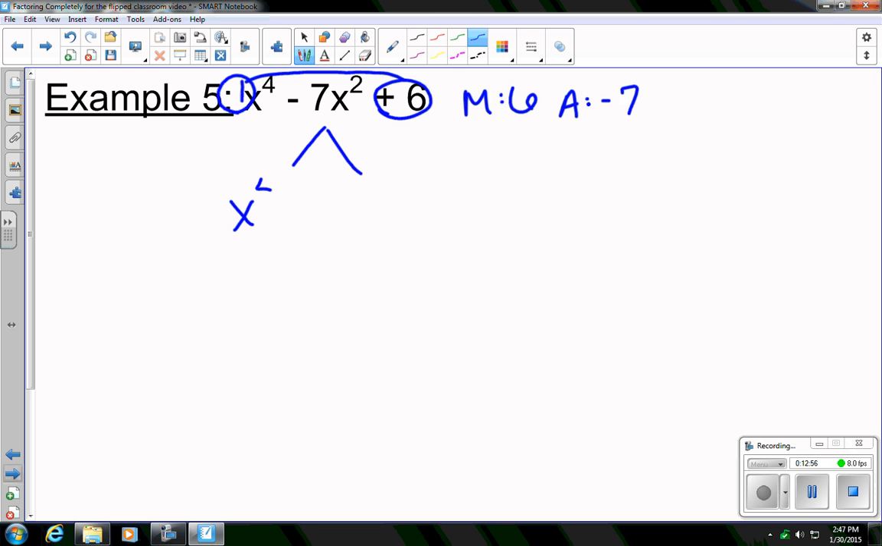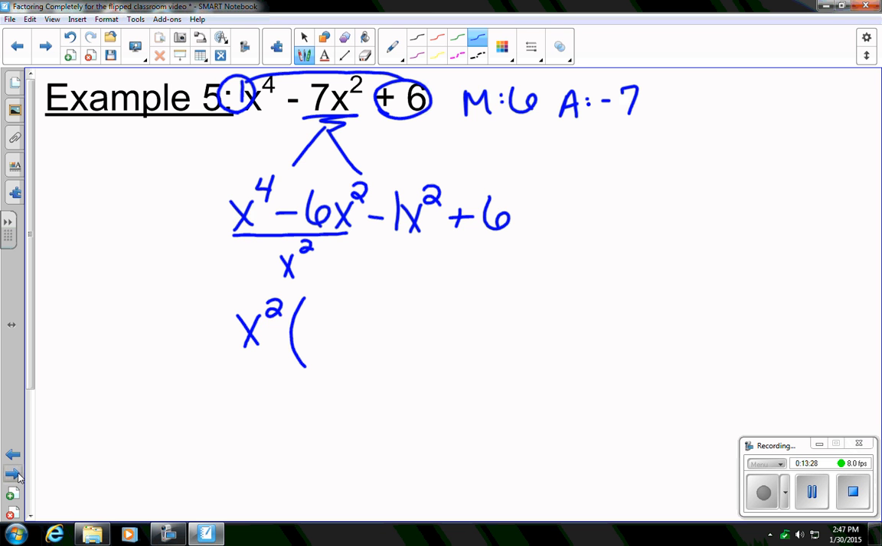So x to the 4th, those two numbers that multiply to 6 and add to negative 7 are going to be negative 6 and negative 1. And remember, this time we're splitting the 7x squared, so our two terms both have to have x squared. So minus 6x squared minus 1x squared, and then we have that plus 6 at the end that we didn't use. First two terms, they have an x squared in common. So when I factor out x squared, we're left with x squared minus 6.